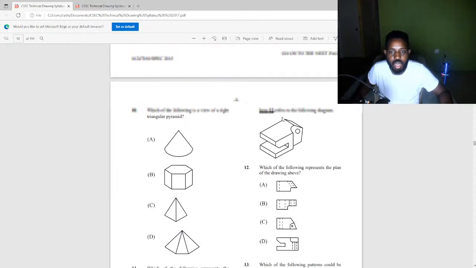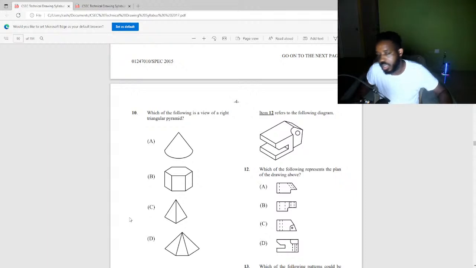Yeah. All right, number 12 says this. It says item 12 refers to the following diagram. Which of the following represents the plan of the drawing above? All right. Yeah, yes, Samika, number 11 was indeed B. I can kind of tell that it's a bit delayed for you, but don't worry about that.